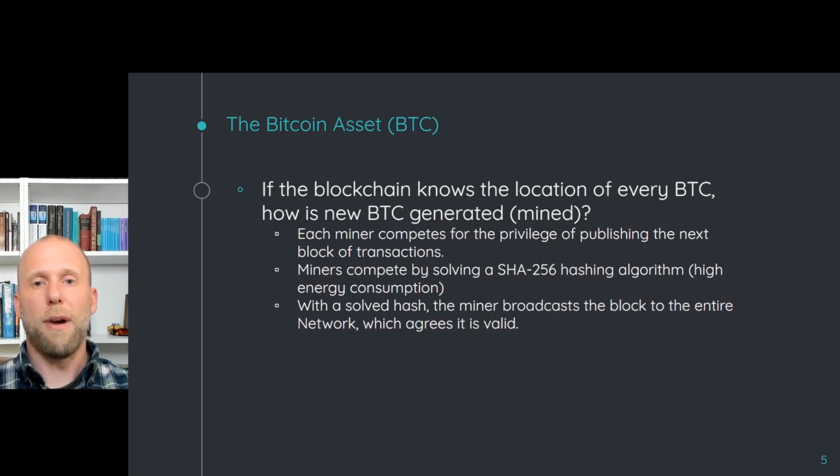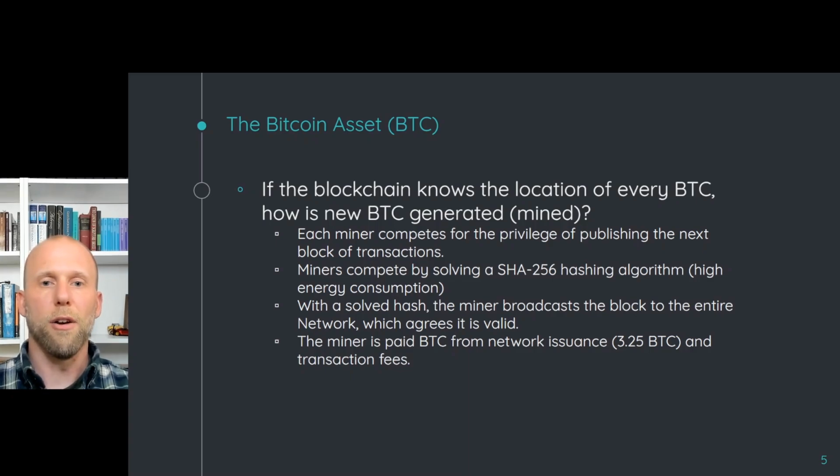With a solved hash, the miner then broadcasts the block they want to publish to the entire network, which agrees that it is valid. So the whole Bitcoin network has to come to consensus that this was the first miner to solve the puzzle, and the block that they are transmitting to us is a valid block with valid transactions in it. They're all signed properly with private keys. Now we will publish it onto the blockchain. We'll update the Bitcoin ledger with all of these transactions, and immediately the competition for the next block kicks into high gear.